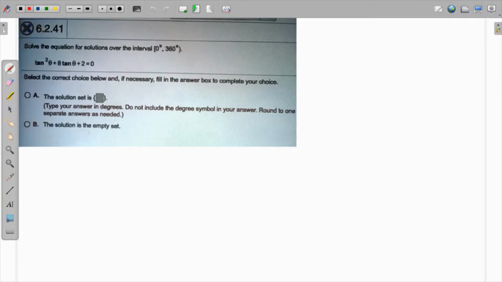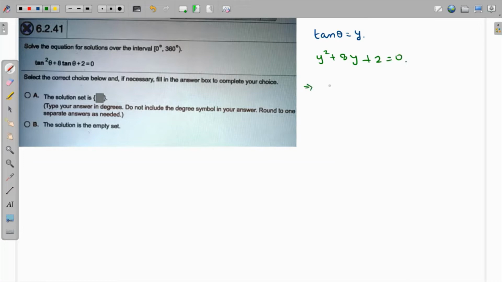We have to solve this following quadratic equation in terms of tan theta. So it's always a good idea if we can make a partial substitution of tan theta as, let's say, another variable y, so that the equation turns into y squared plus 8y plus 2 is equal to 0, which seems like a more standard quadratic equation.